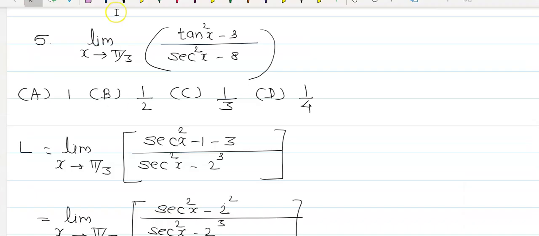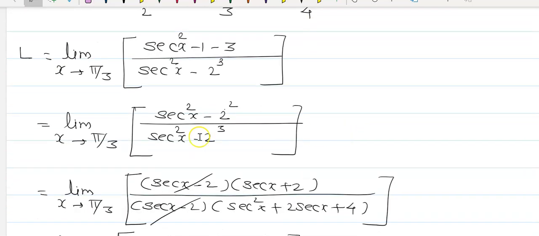Now limit x tends to pi by 3, tan square x minus 3 upon sec square x minus 8. A is 1, B is 1 upon 2, C is 1 upon 3, D is 1 upon 4. That is limit L is equal to x tends to pi by 3 sec square x, that is tan square x can be written as sec square x minus 1, and this minus 3. Now what about here? Sec cube x minus 8, sorry, it's written as sec cube x. By mistake I had written sec square x, but it is sec cube x. I will change it here. That is sec cube x here must be.